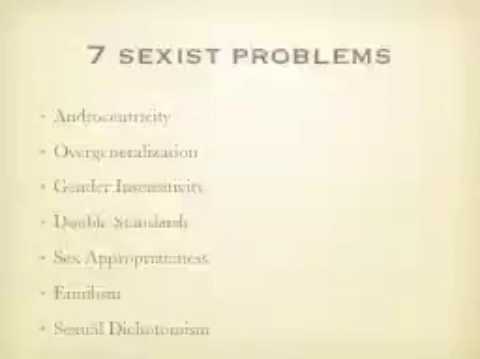Next, talking about issues of sex appropriateness. This is a form of gender insensitivity, where we're confusing the idea of a social construct of gender with biological differences that may exist between the genders. Next, we're looking at familism. This is where we falsely use the family as the smallest unit of measure.